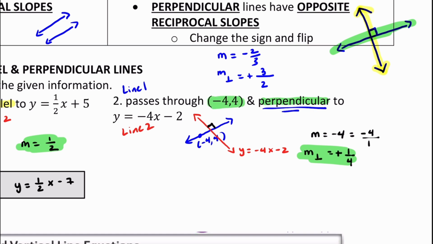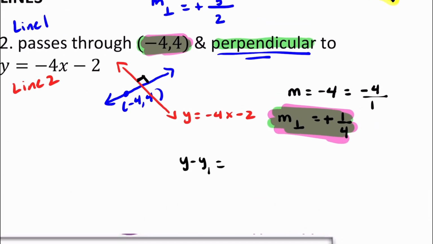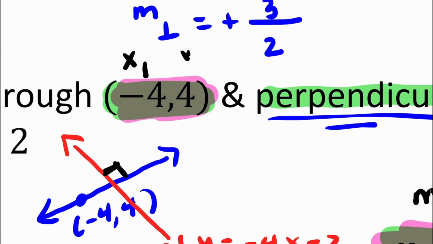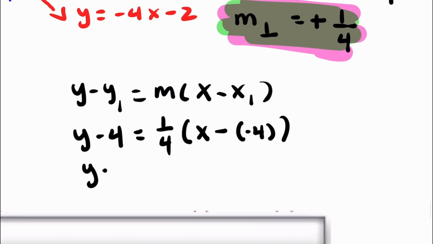So I'm going to use the perpendicular slope and this point here. So we're going to be using point slope form. Y minus y1 equals m times the quantity x minus x1. So this will be x1 and this will be y1. So I have y minus 4, which is equal to 1 over 4 times the quantity x minus negative 4. So I have y minus 4 equals 1 over 4 times x plus 4.